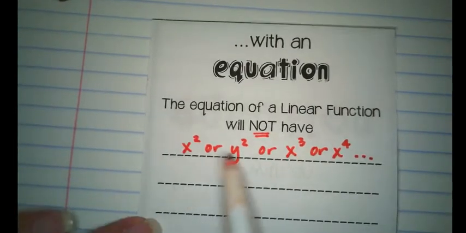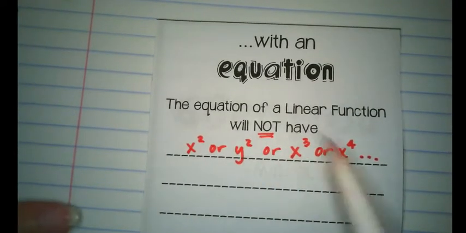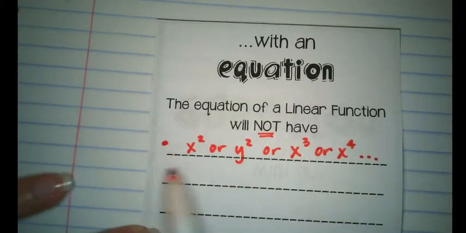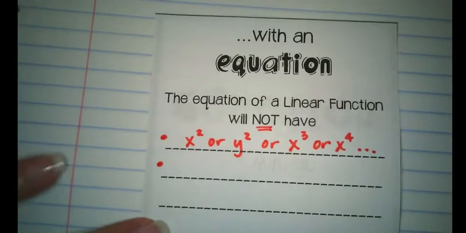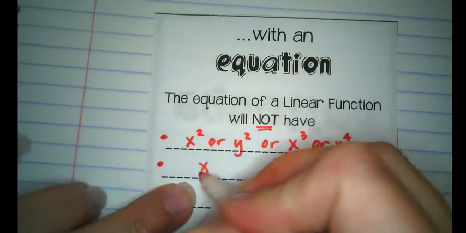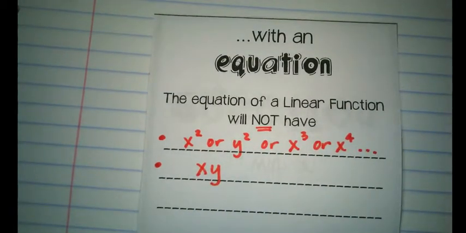So it's not going to have exponents on the variables. All right, the next thing that a linear function will not have, so that's our first one. The next thing that a linear function will not have is x and y multiplied together. X and y cannot be multiplied together if it's linear.